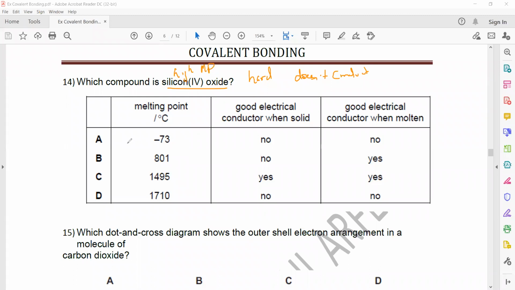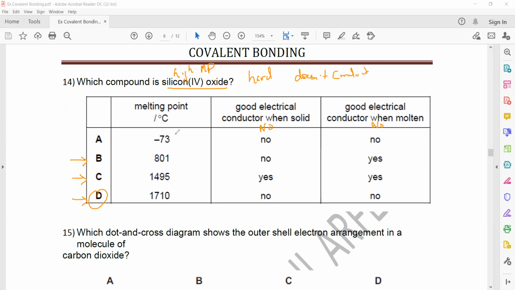So when we check the options, B is a high melting point, C is a high melting point, and D is also a high melting point. But what about the second, electrical conductivity in solid? Because silicon(IV) oxide does not conduct, it should be no. And electrical conductivity in molten form: silicon(IV) oxide does not conduct even in a molten state. So what is the right answer? D will be the right answer.